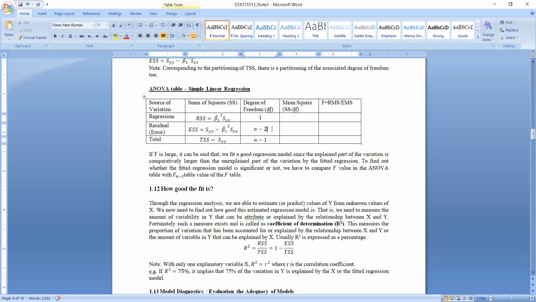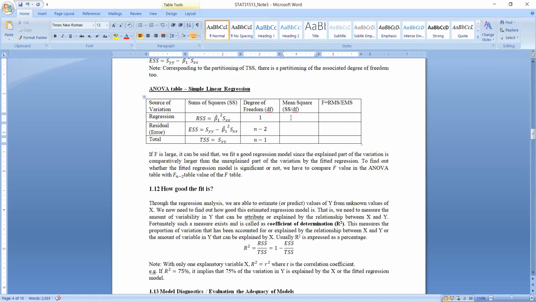What we saw earlier was that RSS and ESS add up to the total sum of squares. It is the same with degrees of freedom: you can obtain the degrees of freedom associated with the total by adding up these two values. That is n minus 2 plus 1, which adds up to n minus 1.